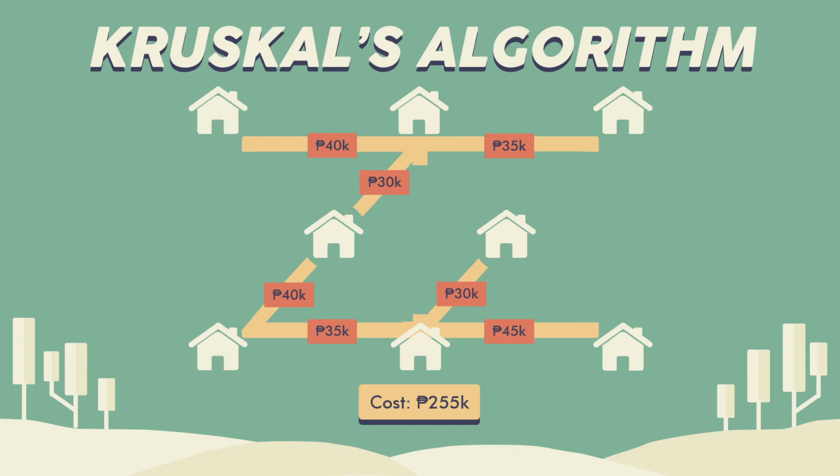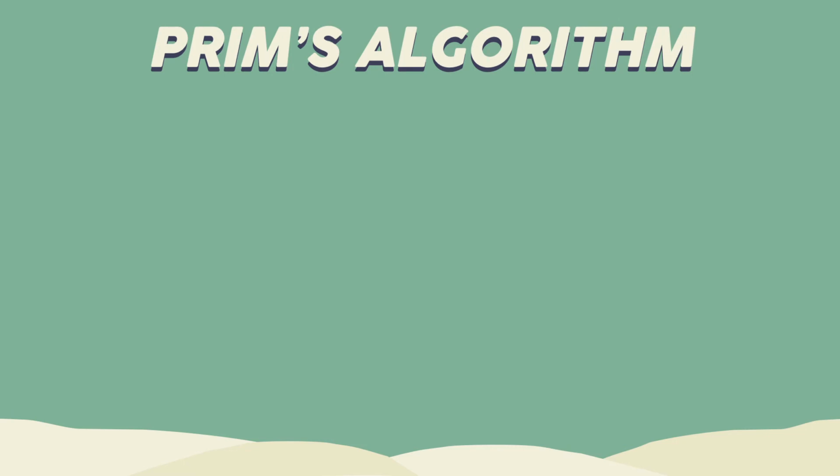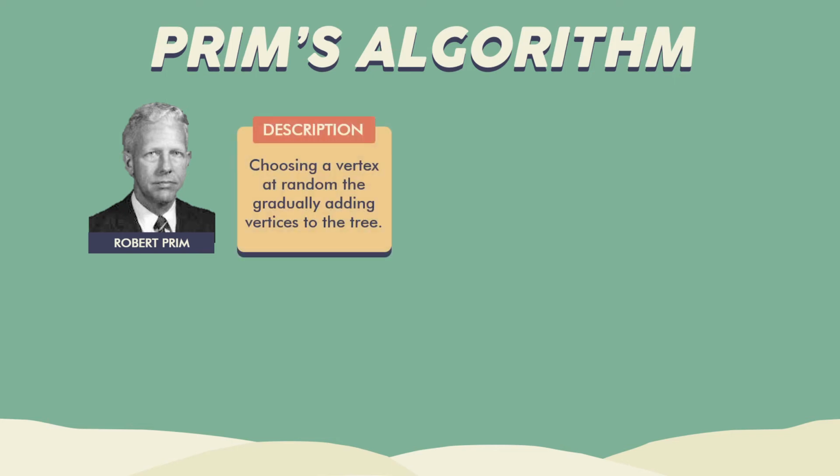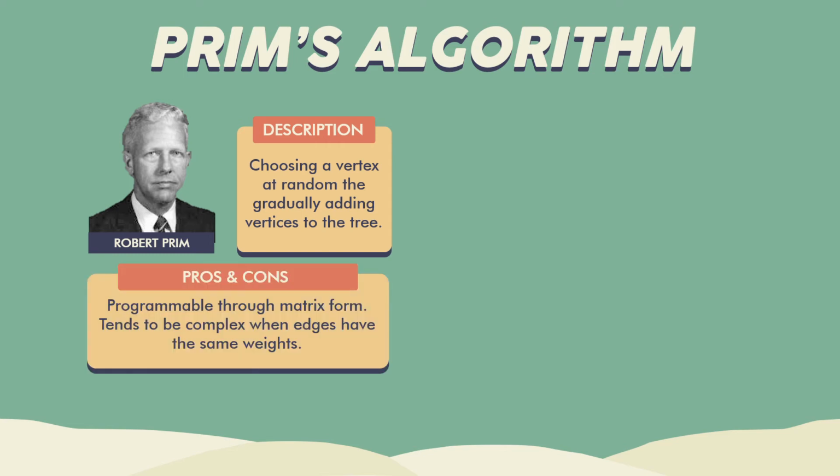Another algorithm we can use to find MSTs is Prim's algorithm, which was developed by Robert Prim. Unlike Kruskal's algorithm that focuses on finding the shortest edges, Prim's algorithm focuses on gradually adding vertices that are not connected to the tree being constructed. It's easy to understand and programmable through matrix form, but tends to be complex when edges have the same weights.